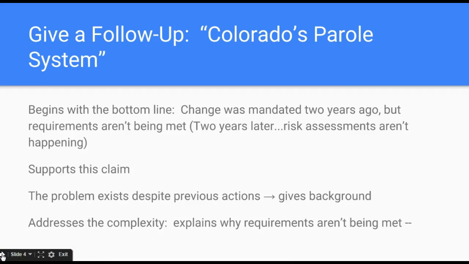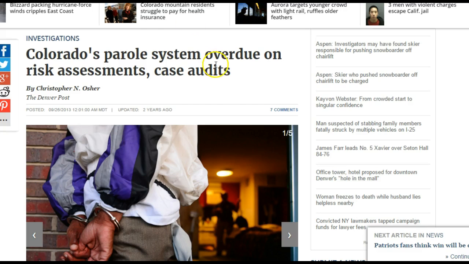In a second one, there is a technique that, it's not a formal technique, but I think you could use this. And that's the idea of giving a follow-up. And this one would be "Colorado's Parole System." That was the one saying that the parole system is overdue on these risk assessments, and it's supposed to be getting done, but it's not, and so people are getting paroled who shouldn't be.